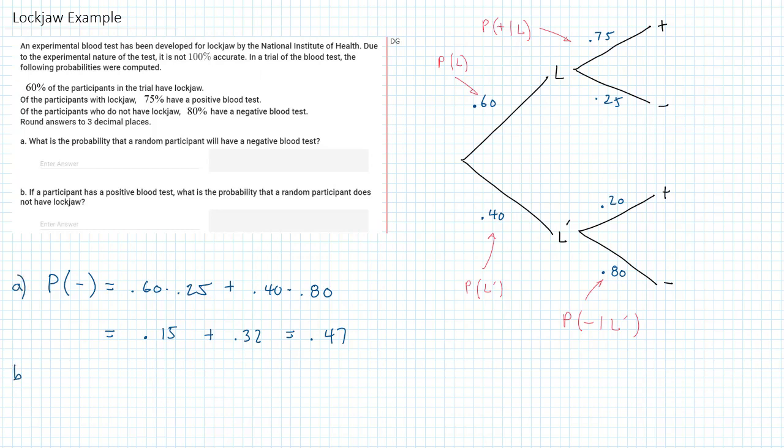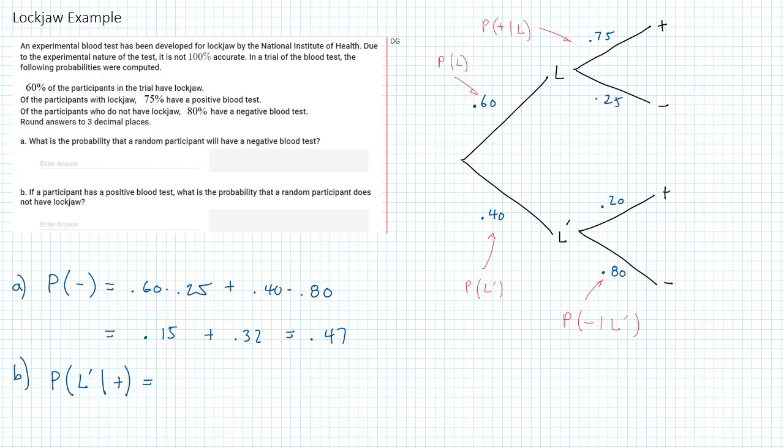Now let's look at part B. For part B, it says, if a participant has a positive blood test, what is the probability that the random participant does not have lockjaw? So I want to know the probability that they do not have lockjaw given that they had a positive blood test. Now you might think, oh, this is on the branch that goes from not having lockjaw to positive. However, what's right here is given that they do not have lockjaw, what's the likelihood of a positive test? This is backwards from that.